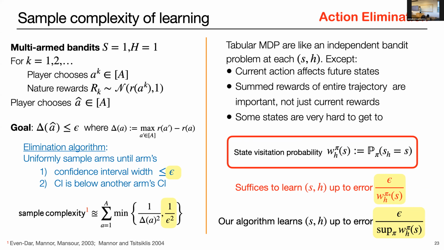Turns out though, that it's quite easy to estimate the maximum policy's visitation. So for every time h in state s, there's some policy out there that visits this state at this time more than any other one. And estimating this quantity is actually pretty easy and very efficient. And so what our algorithm is going to do is instead try to learn each state in horizon h up to tolerance epsilon over the sup over all policies pi.